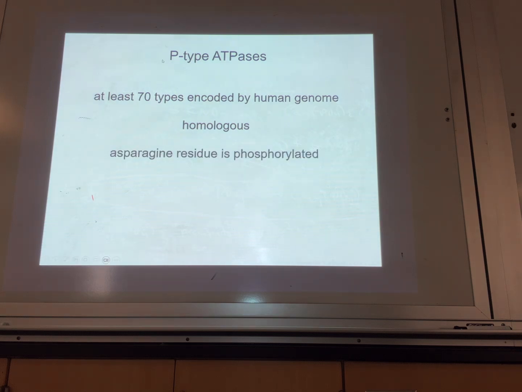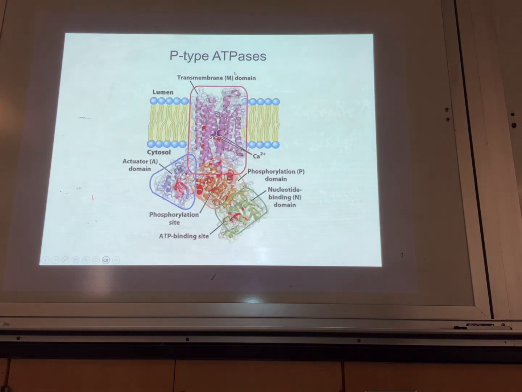For our P-type ATPases, asparagine is the residue that's phosphorylated, and that happens in the phosphorylation domain, or the P domain. And I would like you to know that there are 10 alpha helices spanning the membrane for our P-type ATPases. So this shows the different domains in the P-type ATPase. The biggest one is the transmembrane domain. That's the one that gets us from one side of the membrane to the other. So this is the part of the protein that the ions are going to pass through.